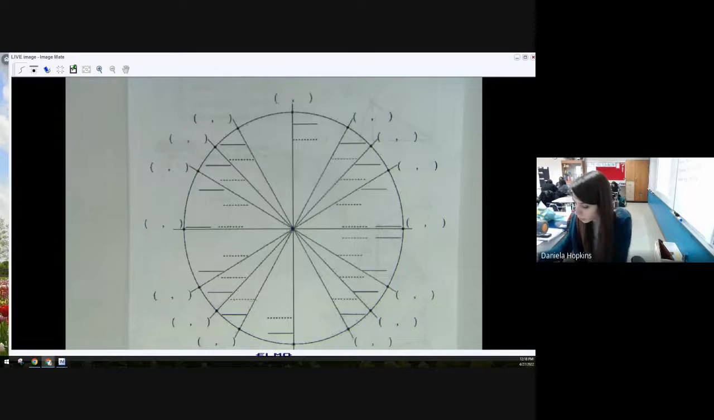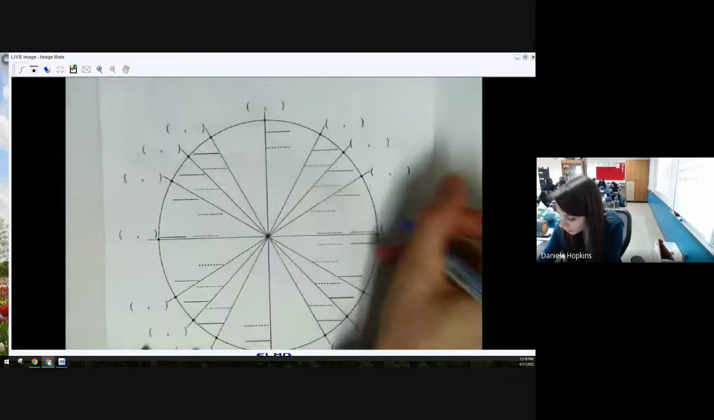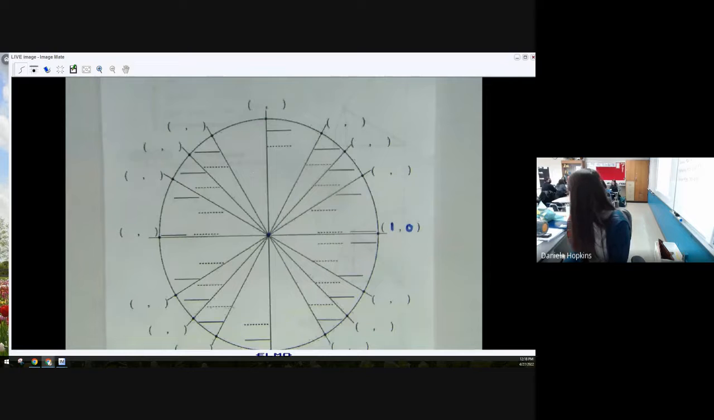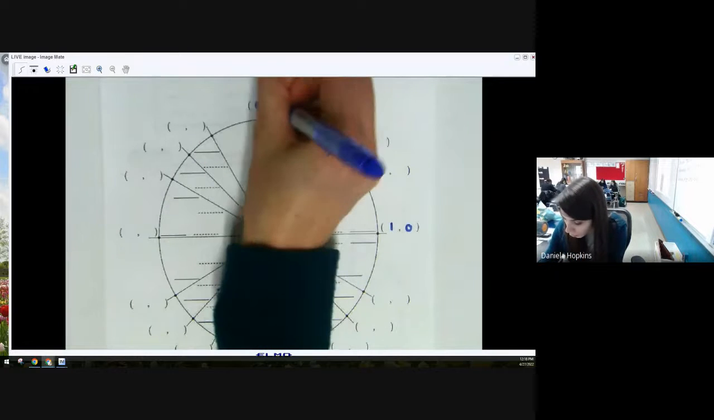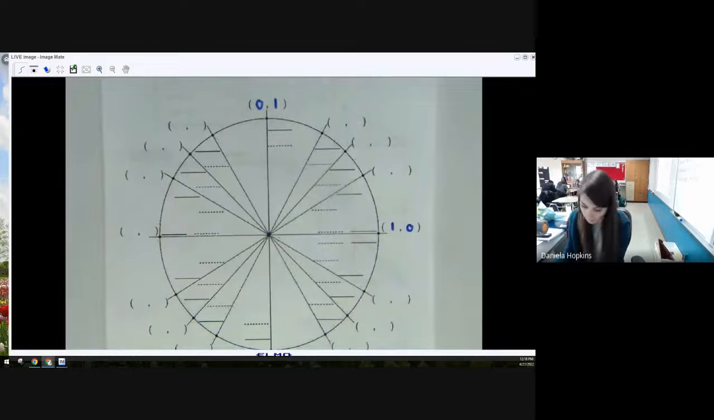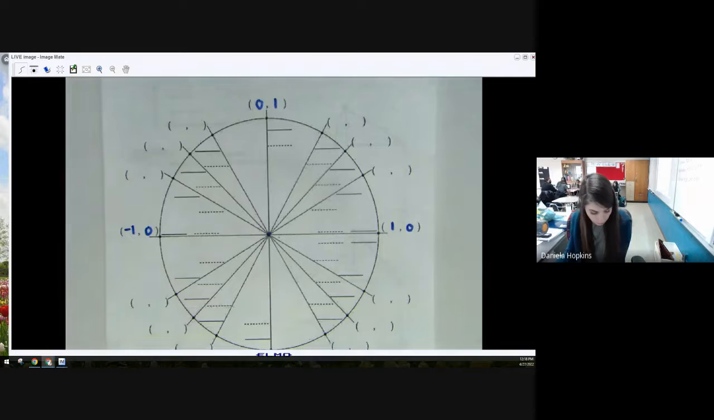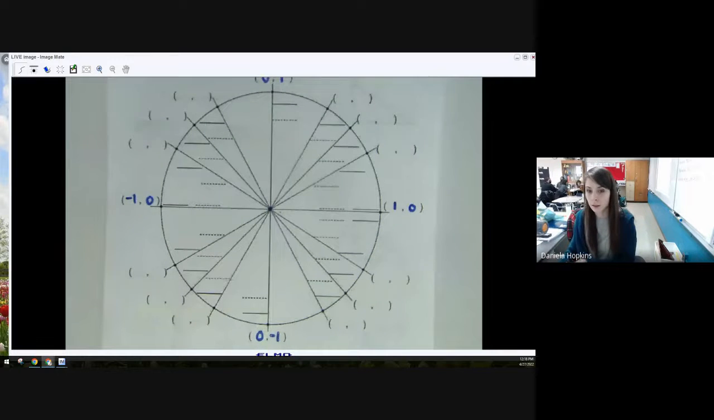So some things we know. I already told you this is our origin here. So that means this is 1, 0, right? Our x is 1, our height is 0. That means that this is 0, 1. This would be -1, 0. And then on our bottom, we'd have 0, -1. We all good with that? Okay, because again, we're on a coordinate plane.